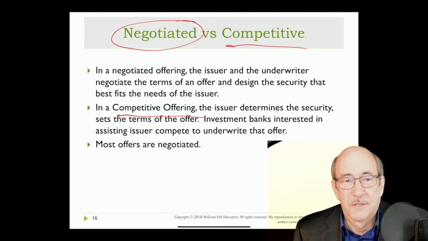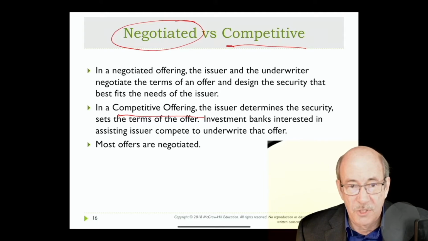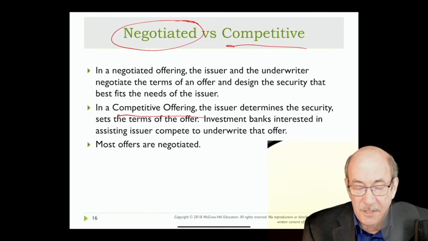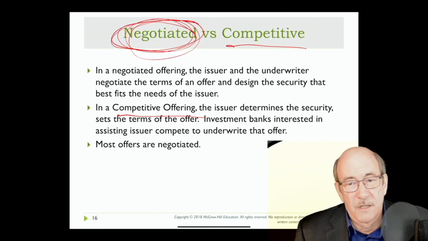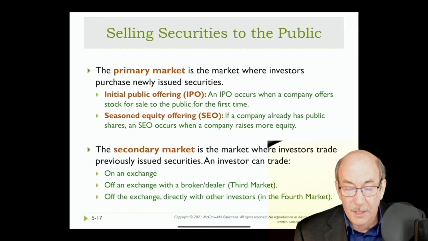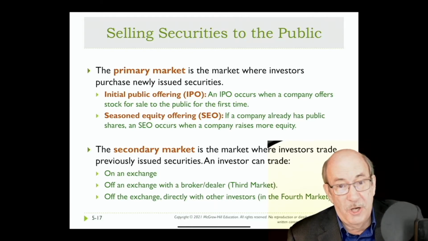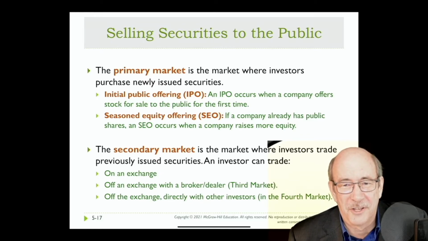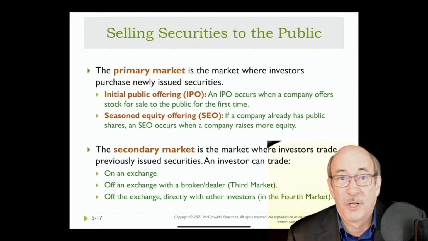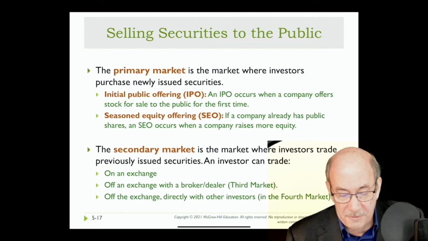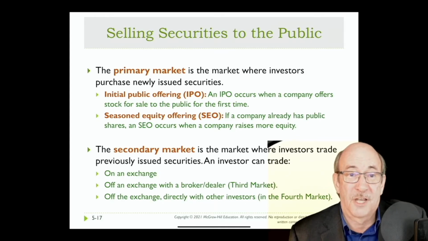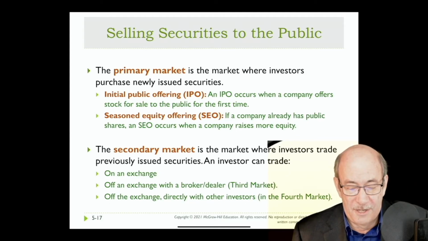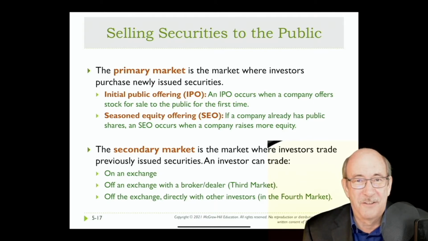All right. So key differences between negotiated versus competitive offering. Like I said, the vast majority of the offerings are negotiated. So we pick the investment bank first. Oh, here we go with primary, secondary, third, fourth markets. What are all of these things? And then not only do we have primary and secondary markets, we have primary and secondary shares. So let's try to disentangle all of that.